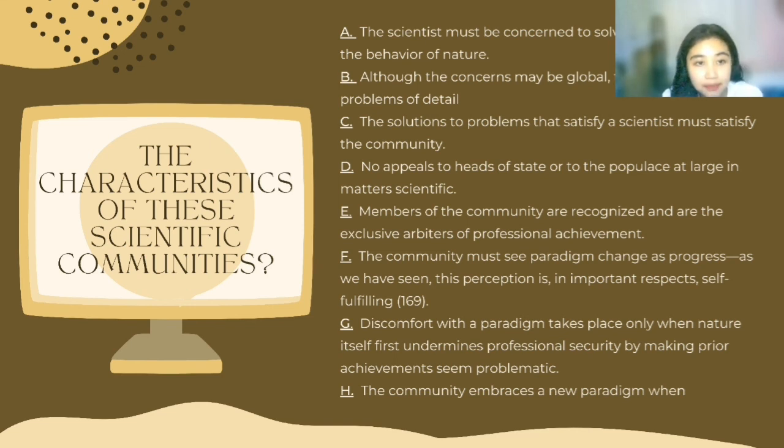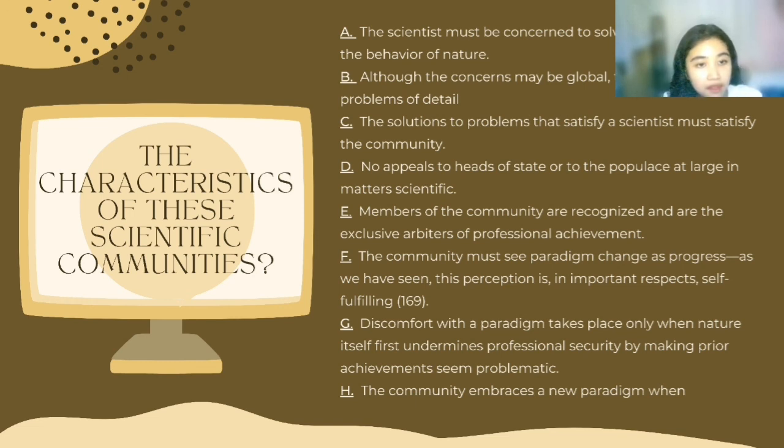First, the scientists must be concerned to solve problems about the behavior of nature. Second, although the concerns may be global, the problems must be problems of detail. Third, the solutions to problems that satisfy a scientist must satisfy the community. Fourth, no appeals to heads of state, or to the populace at large in matters scientific.